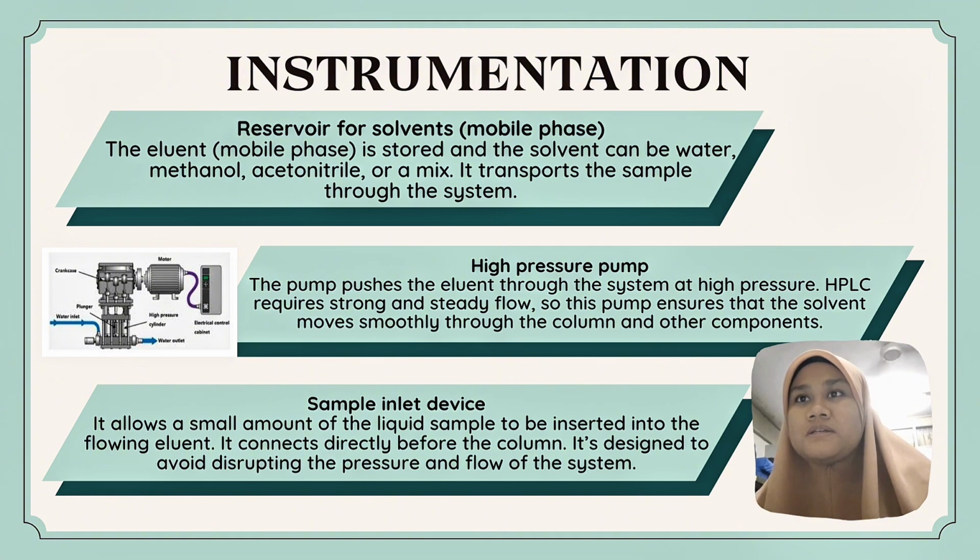The second one is the high pressure pump. The pump pushes the diluent through the system at high pressure. HPLC requires strong and steady flow, so this pump ensures that the solvent moves smoothly through the column and the other components. The third one is the sample inlet device. It allows a small amount of the liquid sample to be inserted into the flowing diluent. It connects directly before the column. It is designed to avoid disrupting the pressure and flow of the system.